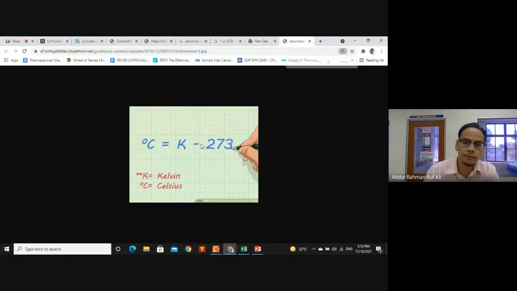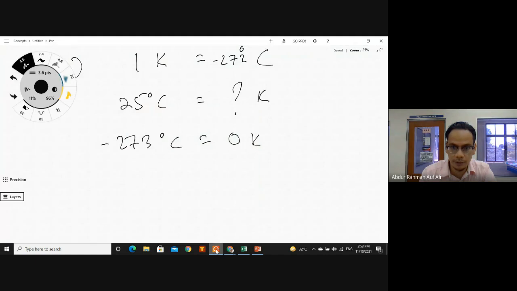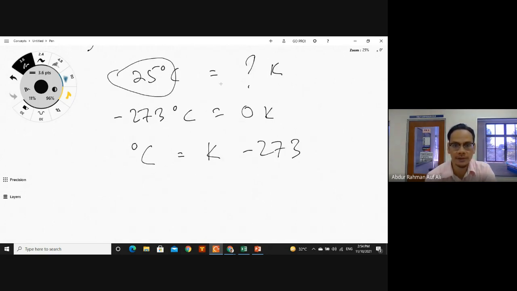Okay, so kalau nak convert between degree Celsius and Kelvin, just use this formula. So degree Celsius equals to Kelvin tolak 273. Okay, so kalau dalam soalan saya tadi, kalau nak convert 25 degree Celsius, you just use the formula degree Celsius equals to Kelvin tolak 273. So kita ada kat sini 25 degree Celsius. What is it in Kelvin kan? So write down 25 degree Celsius, degree Celsius equals to Kelvin tolak 273.